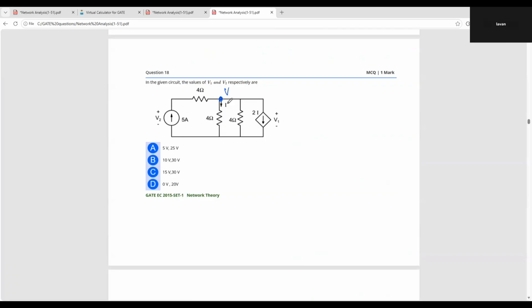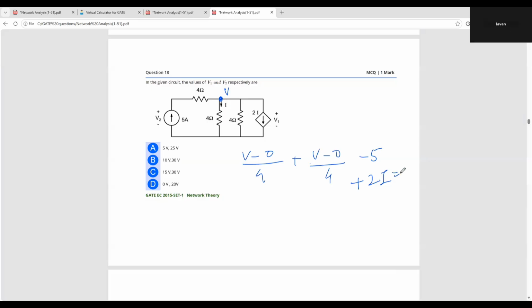V minus 0 divided by 4, V minus 0 by 4, plus V minus 0 by 4, minus 5 ampere, plus I2, plus 2, equal to 0. Plus 2I.